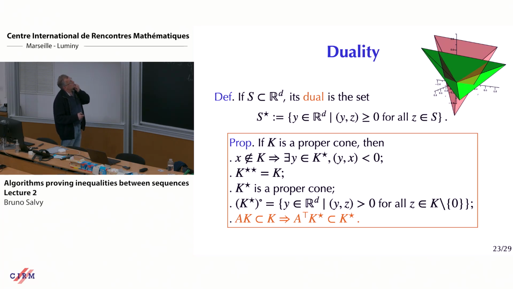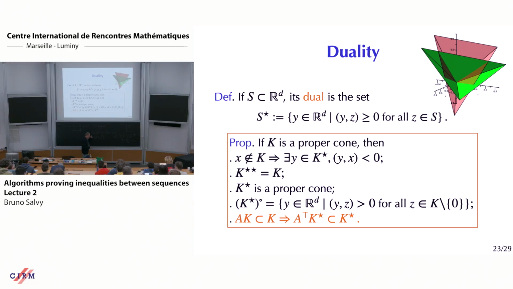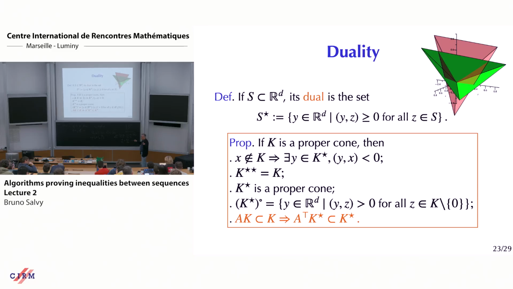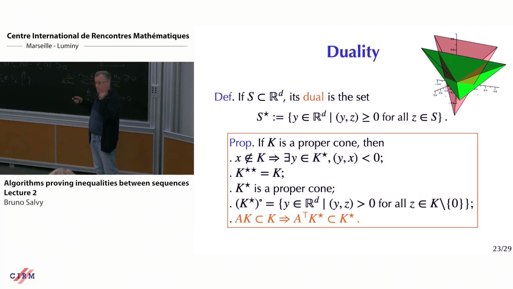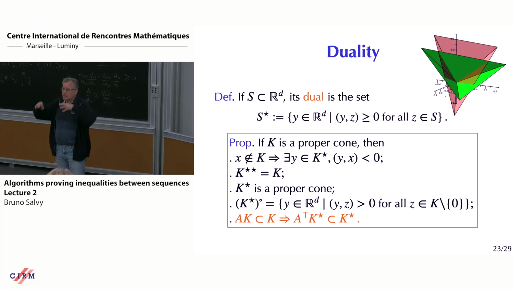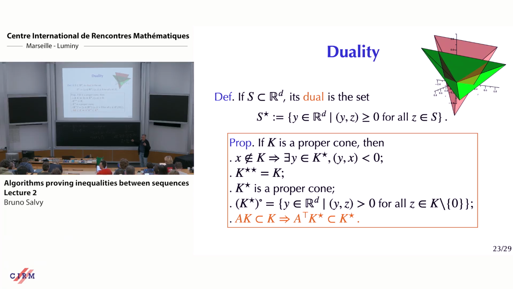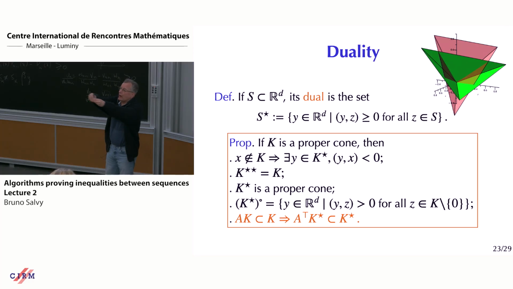So I will maybe skip them. Just the last one is the one you're interested in. If A maps K to K, K is invariant by A, then the transpose of A has K star as an invariant cone. And actually, also, if A contracts K, then the transpose of A contracts K star. And it's really the fact that the product of transpose of A y with z is the same thing as y with A z. And then you just write the definition.